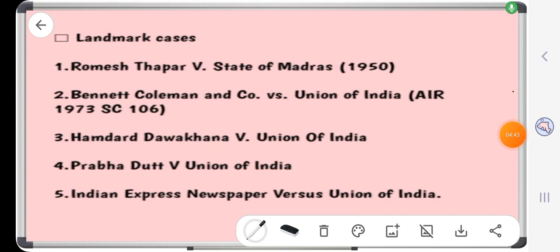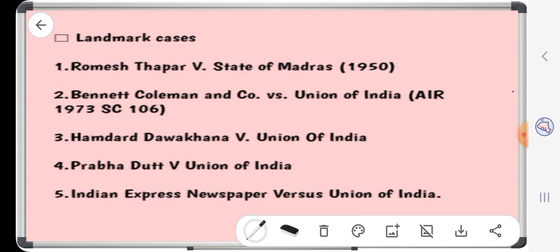The first case we have is Romesh Thapar versus the State of Madras, 1950. In this case, the petitioner published and distributed a newspaper called Crossroads, which critically reviewed and appraised the schemes and activities of the Madras government. The Madras government imposed a ban on the entry and circulation of this newspaper within the state, citing public safety concerns as ground for restrictions.